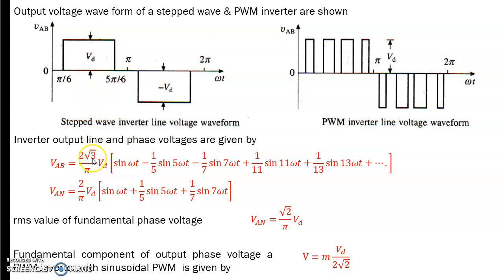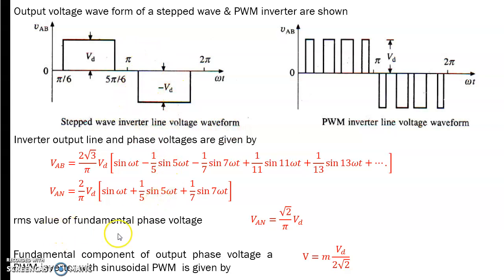You can write the line voltage and phase voltage equation for this stepped wave inverter like this. Line voltage equation is 2 root 3 by pi Vd into sin omega t minus 1 by 5 sin 5 omega t minus 1 by 7 sin 7 omega t, etc. And phase voltage equation is 2 by pi Vd sin omega t plus 1 by 5 sin 5 omega t plus 1 by 7 sin 7 omega t. You can see that a lot of odd order harmonics are present in this output voltage waveform shape.